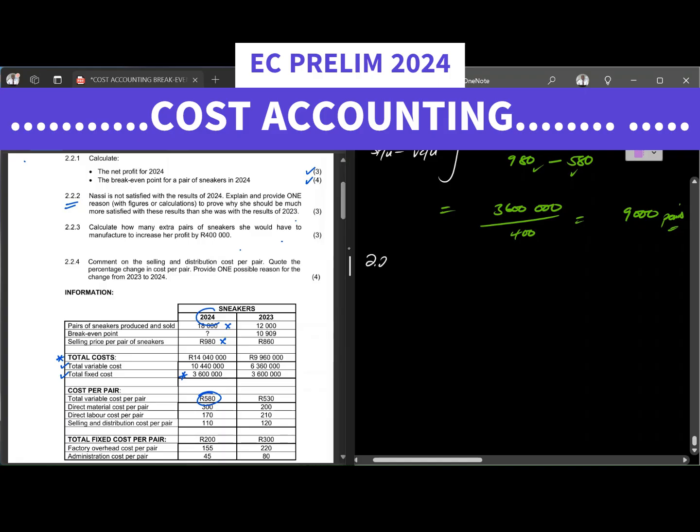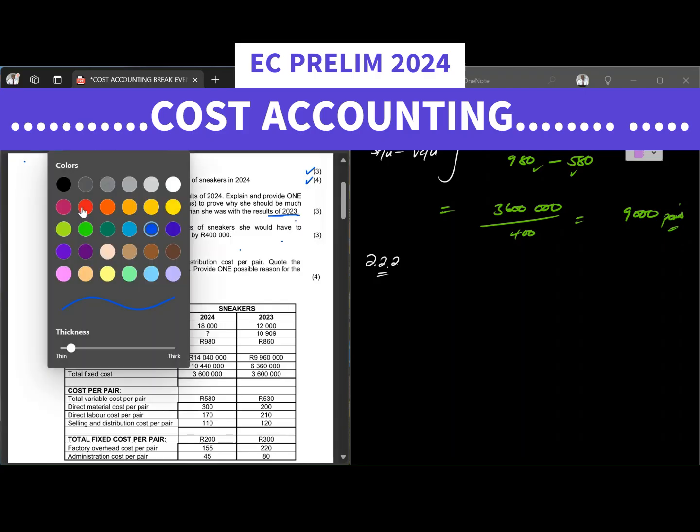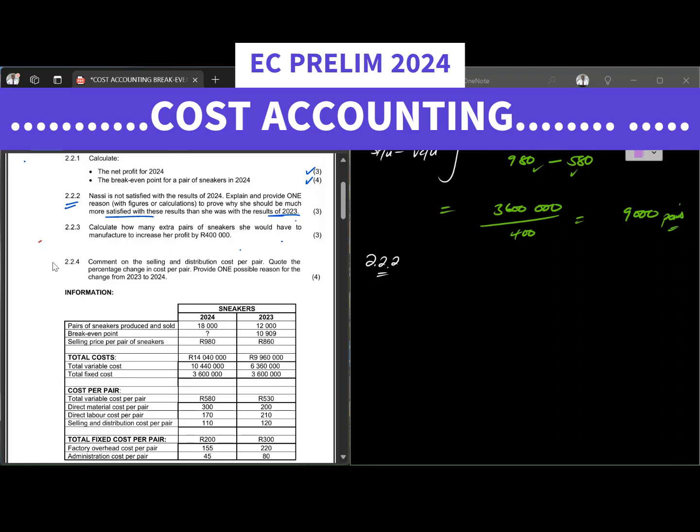That is my 2.2.2. And let's see what we are being tested. It says, Nasi is not satisfied with the result of 2024. Explain and provide one reason with figures or calculations to prove why she should be much more satisfied with these results than she was with the results of 2023. So already here, I know there has to be comparison. I have to compare my 2023 and my 2024. It's very important that you know, once you have such a question, you have to bring in comparison between the 2 years in question.